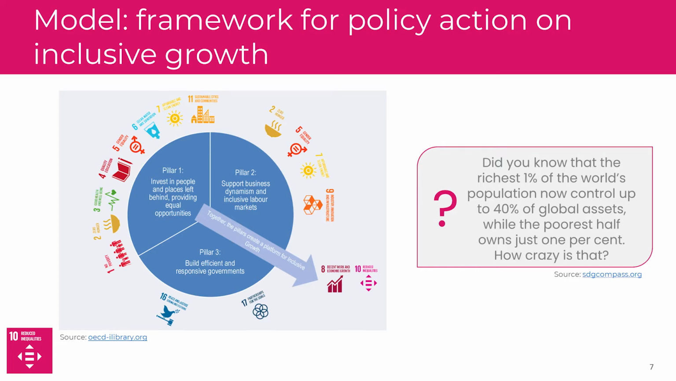And pillar 3 has to do with building efficient and responsive governments that make sure that pillar 1 and 2 can happen. And those 3 together create a platform for inclusive growth. And that then contributes to SDGs 8 and 10.